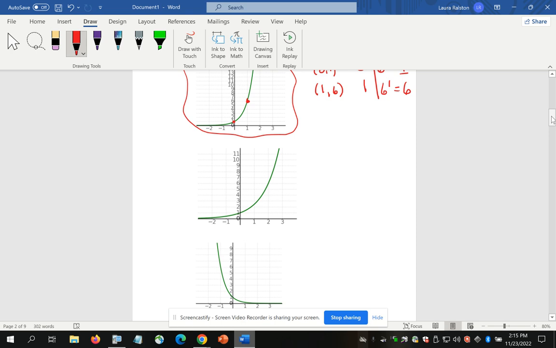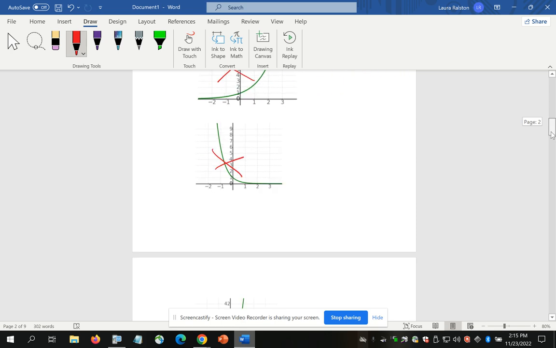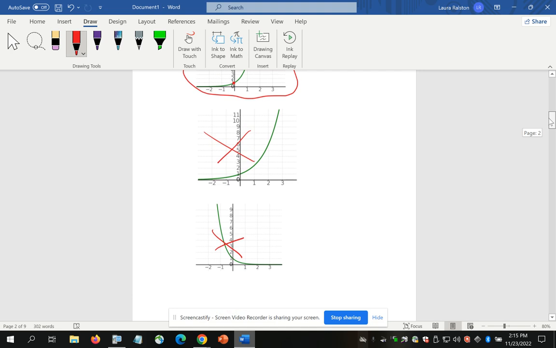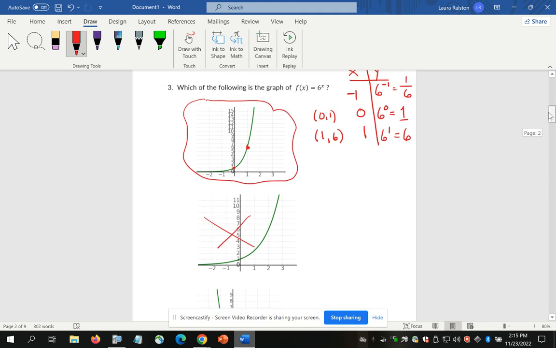This one does go through 0, 1, but at 1, I'm only a little bit between 2 and 3. So I know it's not this one. Here I'm at 0, 1, but I'm at 1 and somewhere between 1 and 0, so that's not it. And then the last one, I start at 0, 6, so it can't be this one. So of the 4 options that I have, it is the first one.